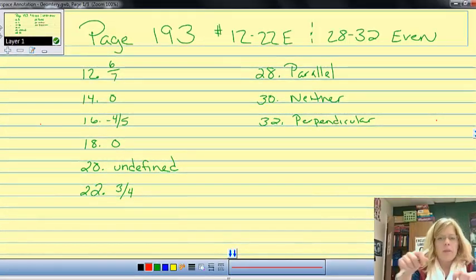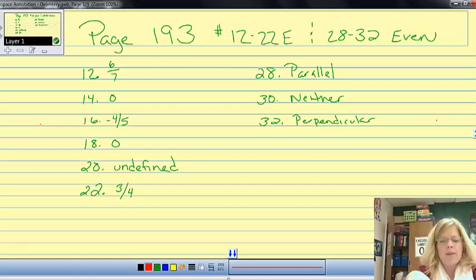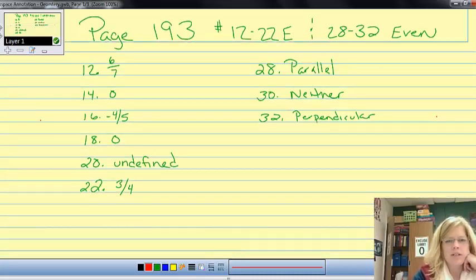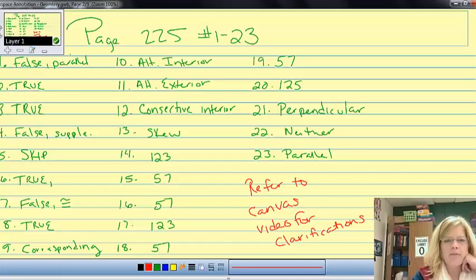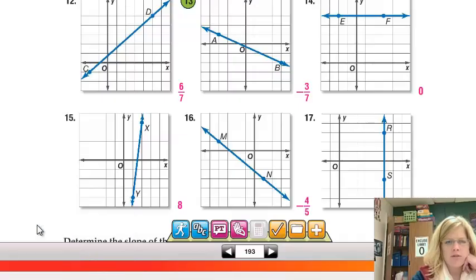Alright, hey guys. So you've had the sub, he's giving you the answers. Here they are, page 193. Stop, pause if you need to. Here is your next page, page 225. Alright, if you have questions, I am going to your book. I'll just do a couple of each one.